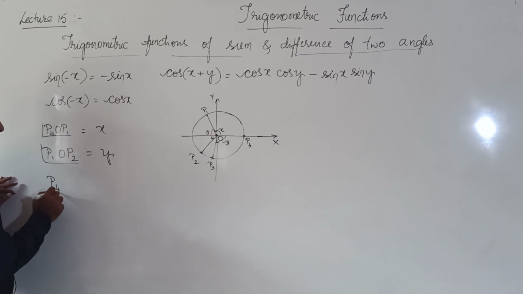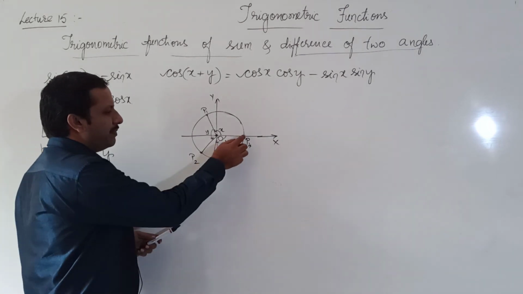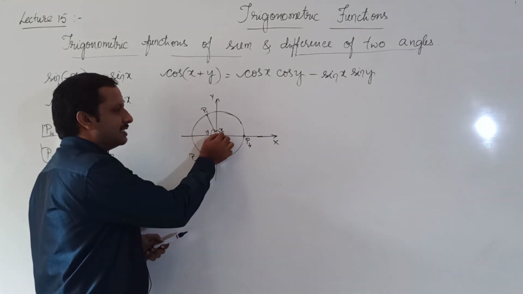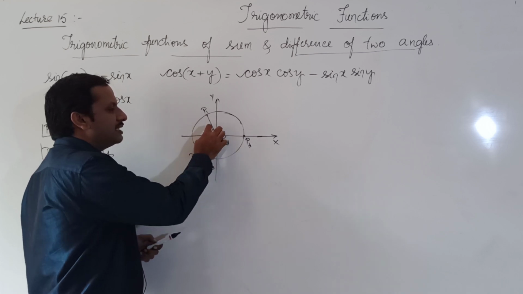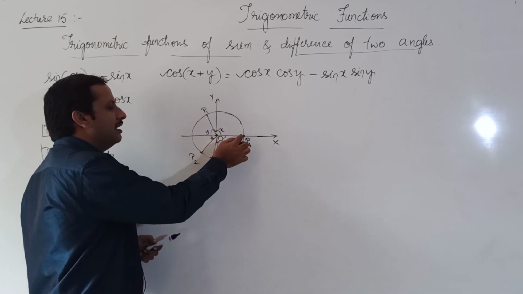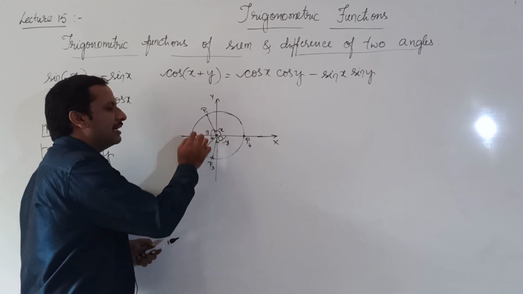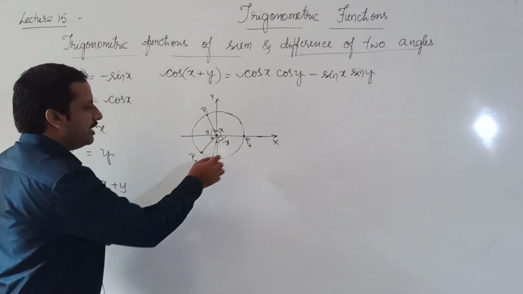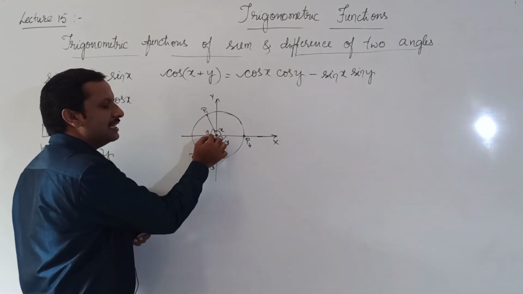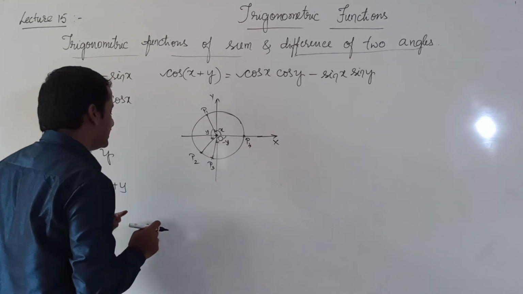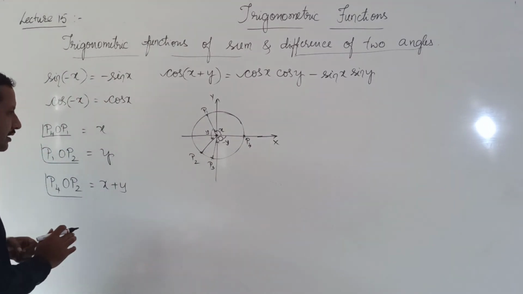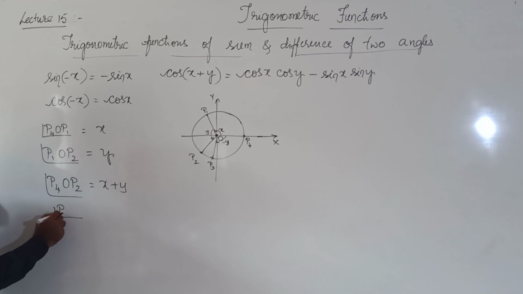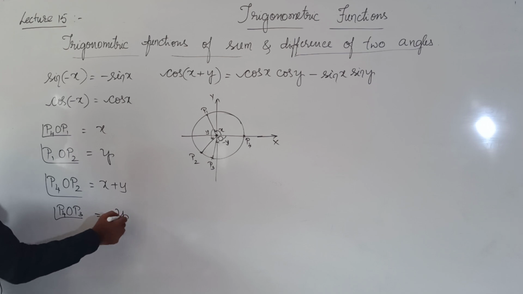Then angle P4OP2. Look here, angle P4OP1, this much it is X. Then P1OP2, this much it is Y. Then the total angle P4OP2 is equal to X plus Y. From here to here, this angle is X, this angle is Y. So the total angle is X plus Y. Then the angle P4OP3 is equal to minus Y.